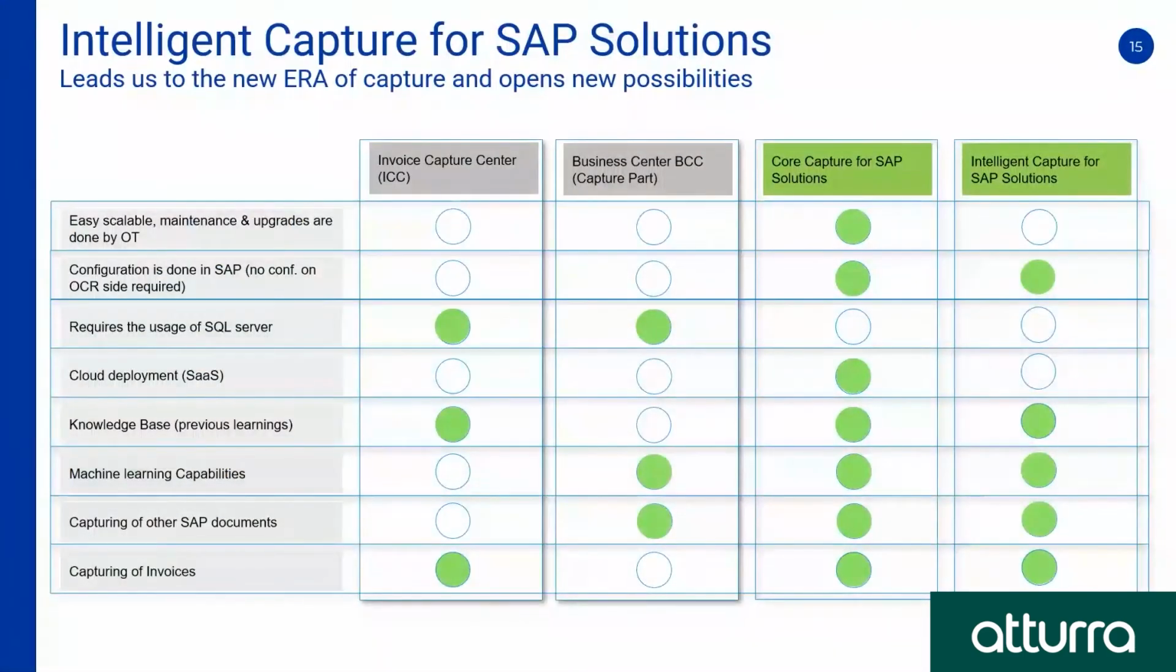So let's take a quick comparison of the 4 editions, starting with the traditional ICC and BCC solutions on the left and the 2 new Intelligent Capture options in green on the right. What OpenText has effectively done is merge the ICC and BCC solutions together, delivering a single solution that processes not only invoices, but other business document types. They have moved the configuration from backend SQL Server into the SAP database for simplified administration and implemented AI and machine learning to not only improve the OCR recognition, but streamline the way in which the learning database is automatically updated to support improved recognition for the next invoice.